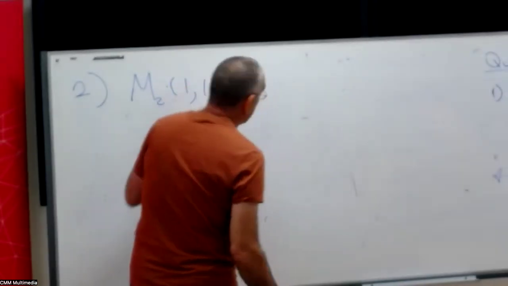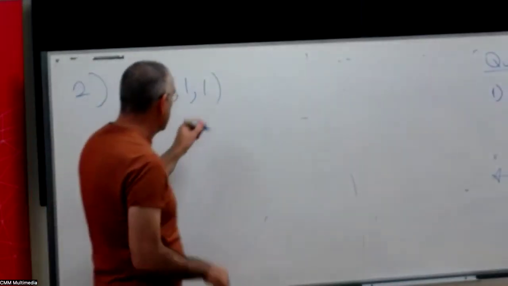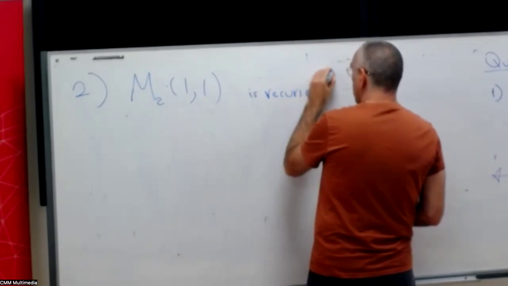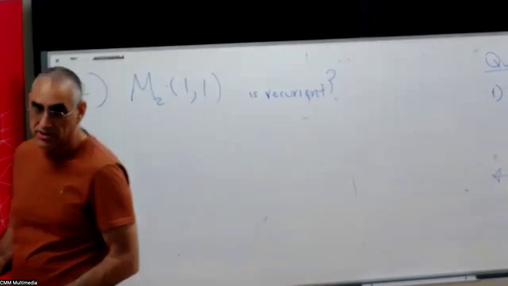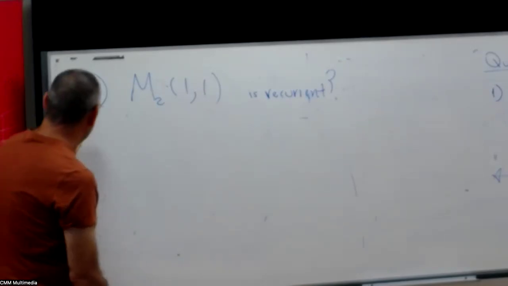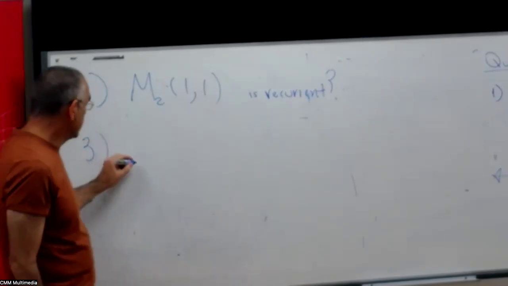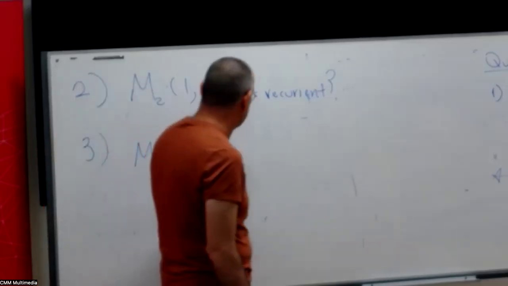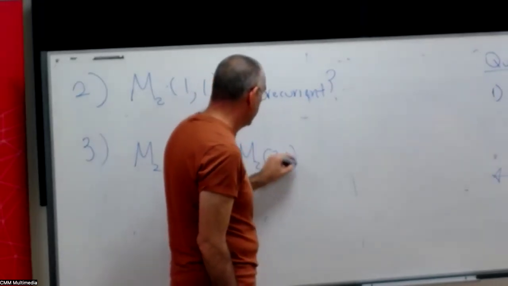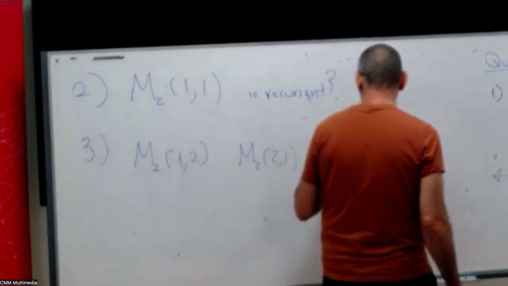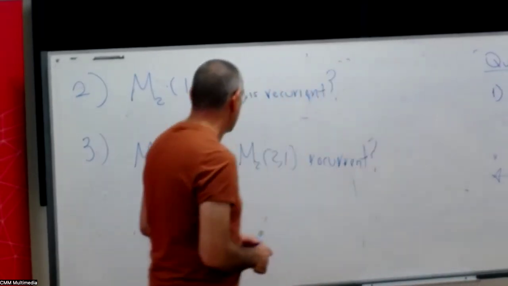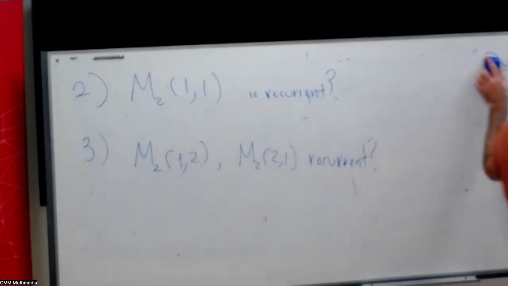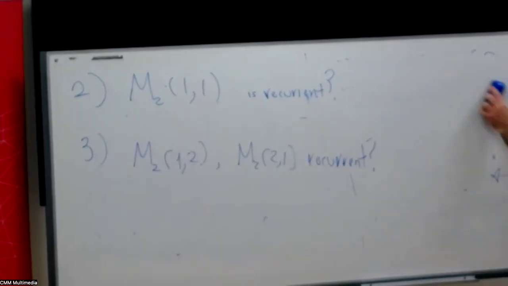The second question, which was also asked in their paper, is whether or not this is recurrent. So I would tend to believe it is. It's open. I would tend to believe it is recurrent. The third one: these two cases are what happens with M12 and M21. So I also believe, of course, these should also be recurrent. So some of these questions, my talk is about answering some of these questions.